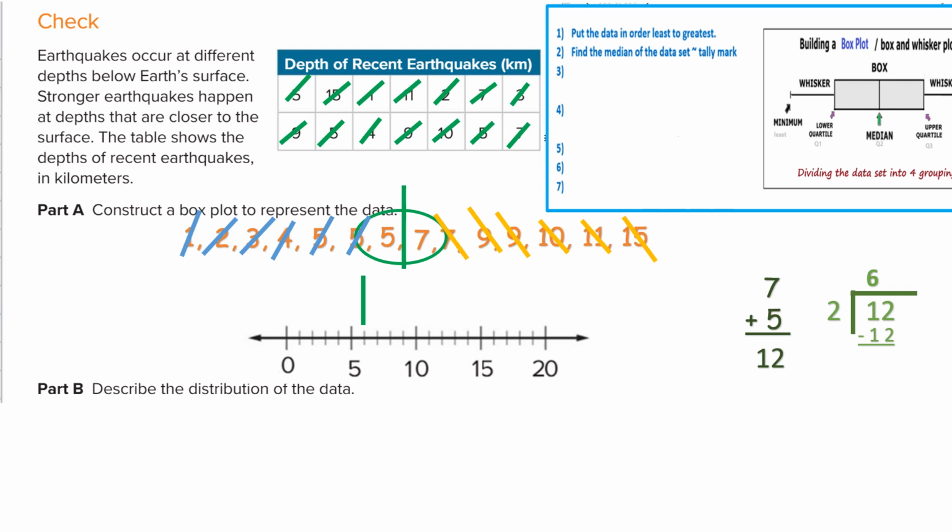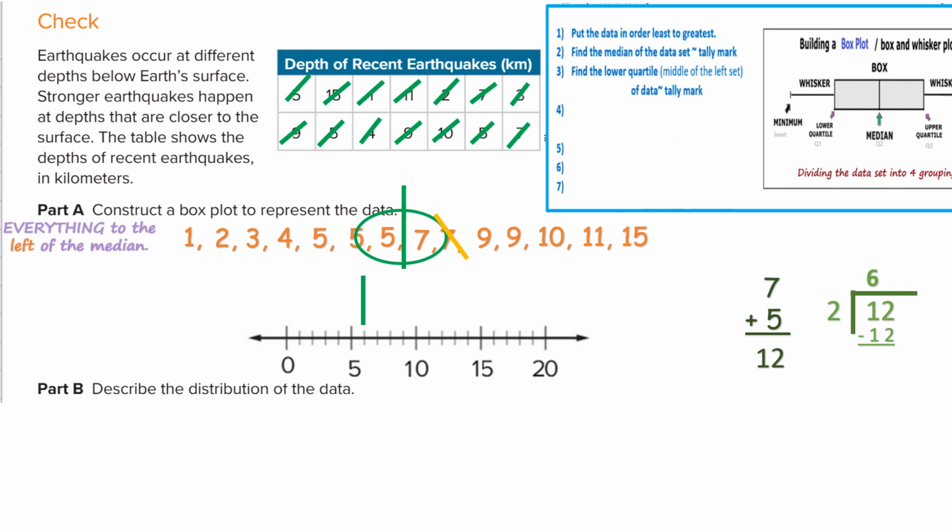Now we've got to look at my next step, step 3. So now we're going to find our lower quartile. So our lower quartile then is everything to the left of the median. Once again, that long line, in my case I use green, in the middle between the 5 and the 7, tells me that the 6 is the median.